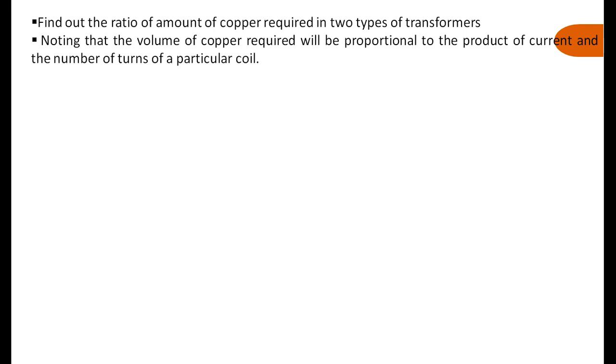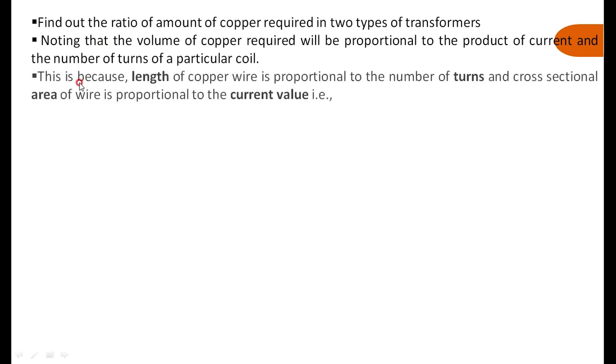Why is it so? The total volume of copper required depends upon the cross-sectional area as well as the length. The volume of the copper required is proportional to cross-sectional area into length. The cross-sectional area of the conductor required is proportional to current, therefore it is I. And the length of the wire depends upon the number of turns, therefore it is proportional to N. Therefore, the copper required is proportional to N into I.